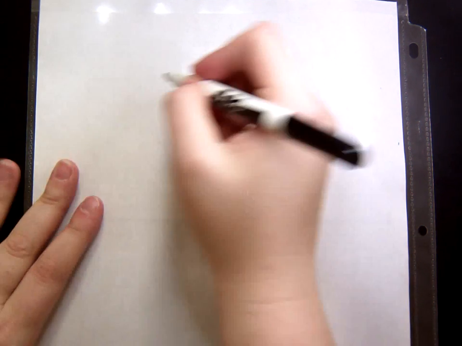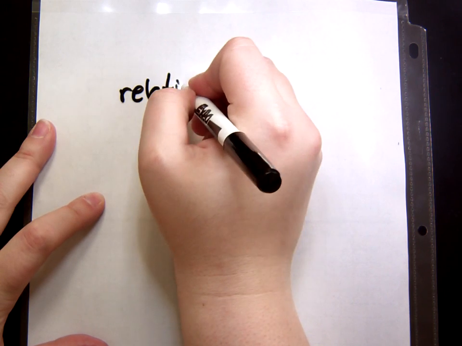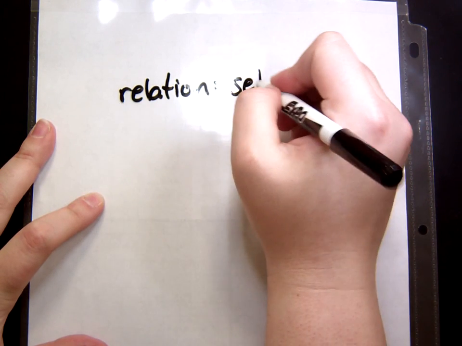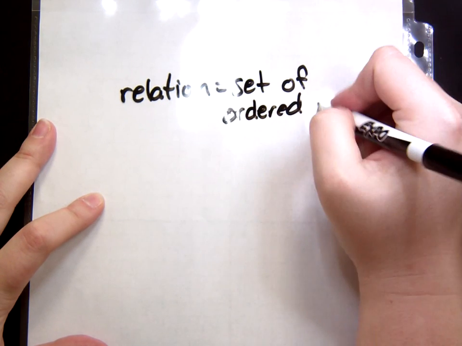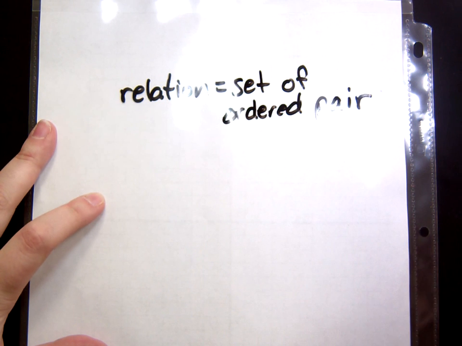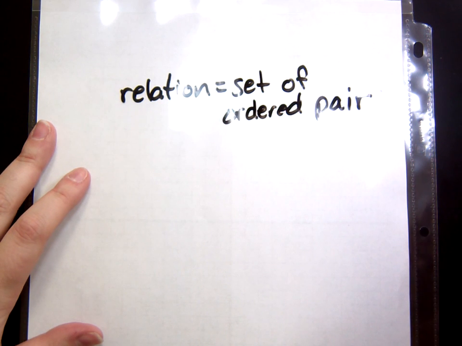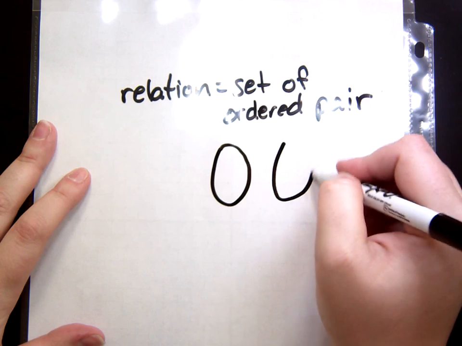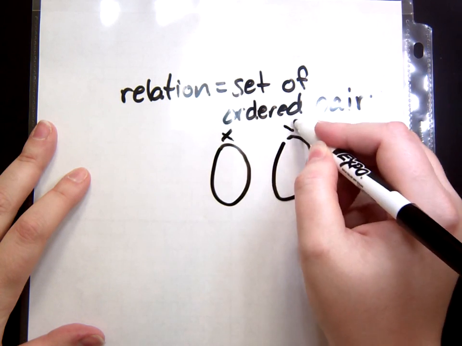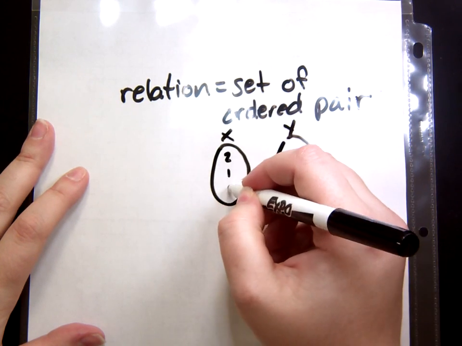Alright, so I am doing notes today on relations and functions. Now, first of all, a relation is a set of ordered pairs. Now, the way this is expressed can be any number of ways. You can show ordered pairs in a table. You can show them in mappings, which are when you have something like this and you have numbers.